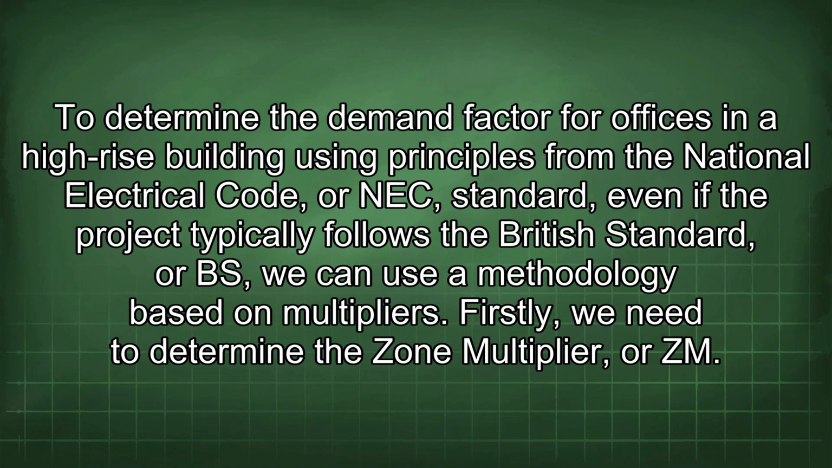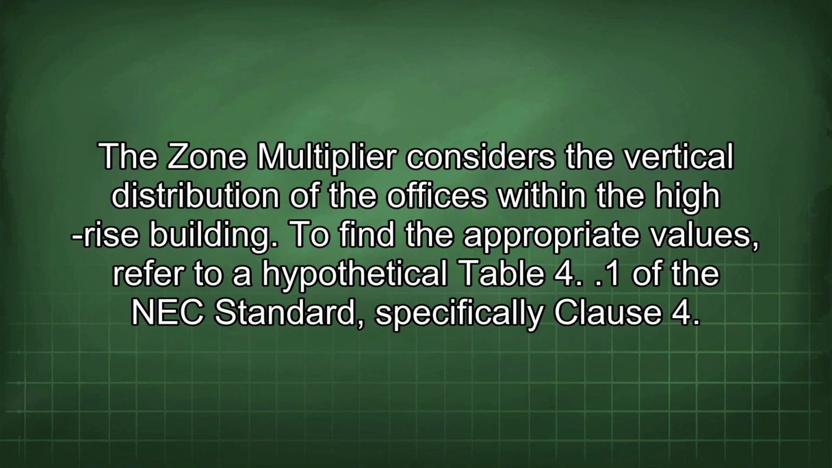To determine the demand factor for offices in a high-rise building using principles from the National Electrical Code, or NEC, standard, even if the project typically follows the British Standard, or BS, we can use a methodology based on multipliers. Firstly, we need to determine the zone multiplier, or ZM. The zone multiplier considers the vertical distribution of the offices within the high-rise building.